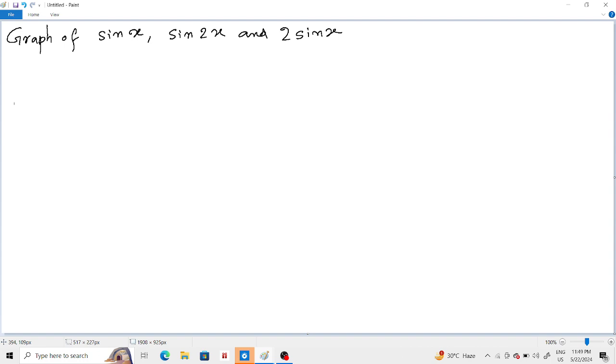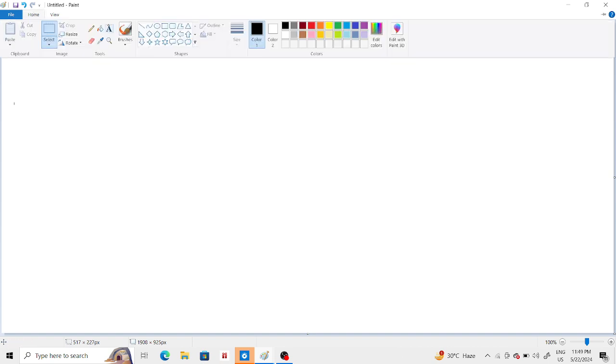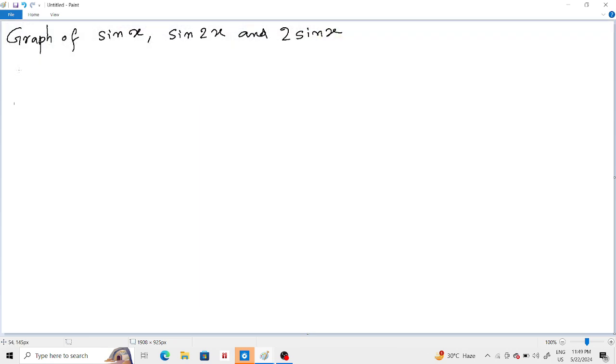So before drawing the graph of sin 2x and 2 sin x, we need to draw the graph of sin x. And for drawing the graph of sin x, we need to know the range of sin x and the period of sin x. Now here sin x is a trigonometric function. Now what is the range of sin x? So domain is all real numbers. Sine always gives a real value for x, for any real number, but the range is between a specific value.